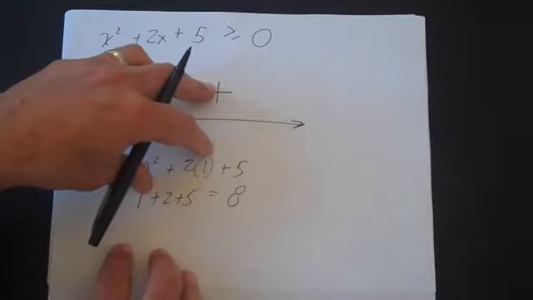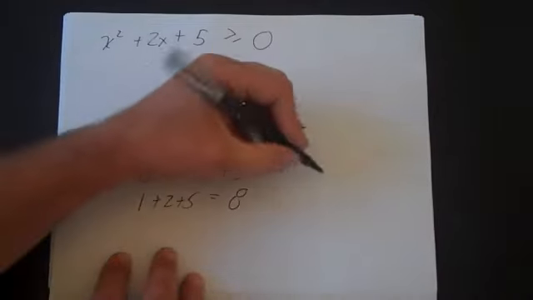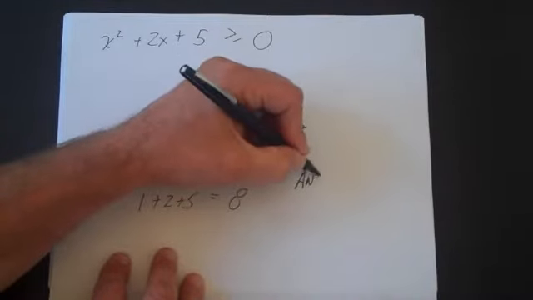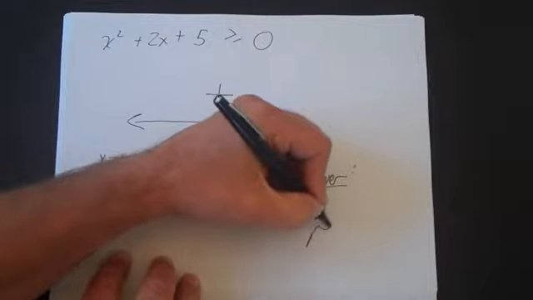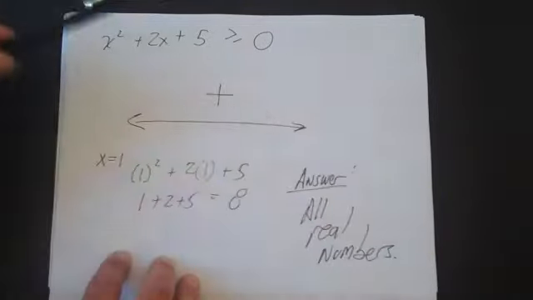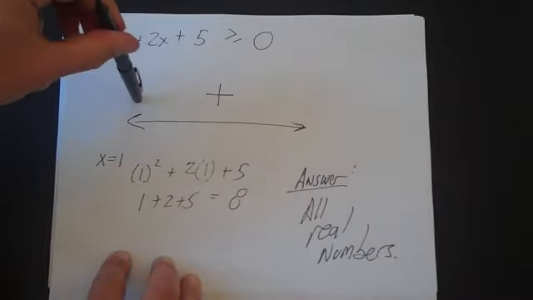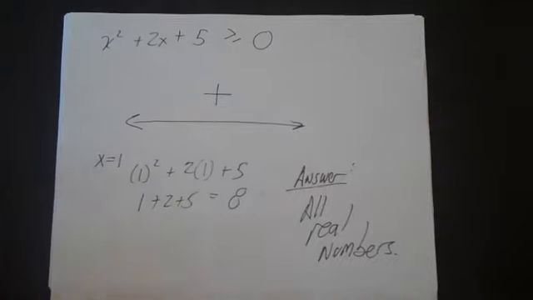Do I want positive or negative? I want positive values. So that means my answer is all real numbers. The key is we use the critical values to define the intervals. If there's no critical value, there's only one interval. So that's just like testing any point. And that's how you solve quadratic inequalities.